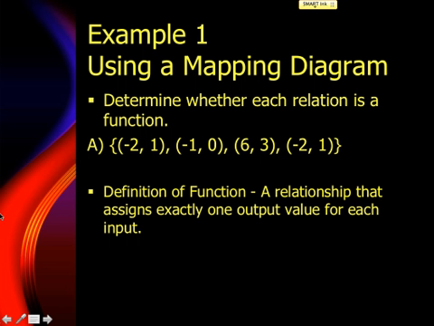Okay, in example 1, we need to determine whether a relation is a function or not. A relation, again, is a set of ordered pairs. Some of those relations we will be able to call a function. And in order for something to be a function, it's a relationship that assigns exactly one output value for each input.